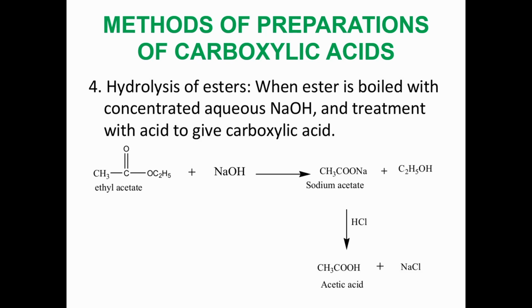But if you're using base, that is sodium hydroxide, you're going to form an intermediate which is the sodium salt of the acid, which under acid hydrolysis is going to form an acid. But if you're using acid hydrolysis, you're going to form your normal acid and the alcohol that formed the ester.